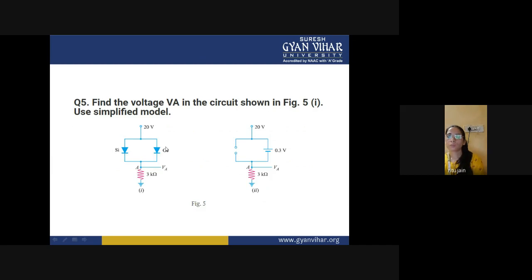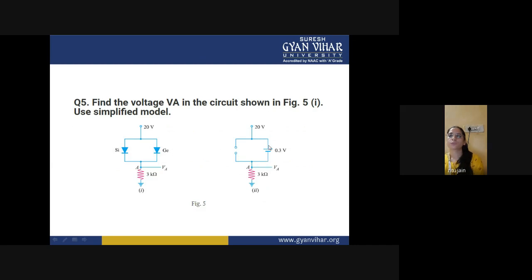So 0.3 is for germanium, this is your 0.3 volt. So what is happening when this is 0.3 volt? First, when you apply the supply voltage across this terminal, because this voltage is high as compared to this voltage, this diode will be turned on. Both are in parallel.